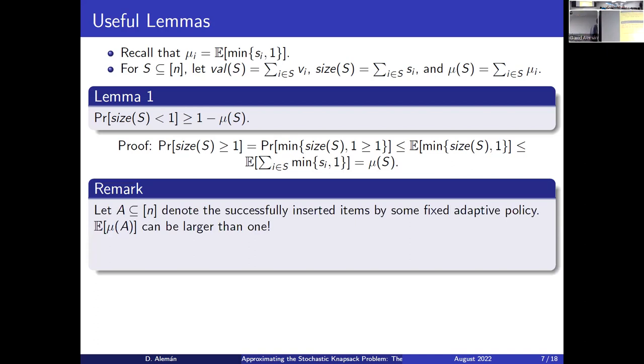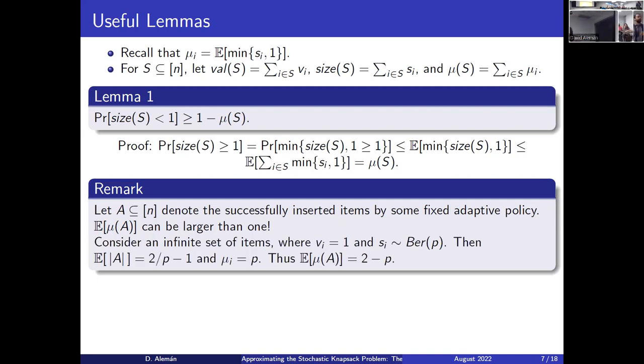Now, one important remark is that if we let A denote the successfully inserted items by some fixed adaptive policy, then the expected value of mu of A can be larger than one. In a deterministic setup, that will never happen. But it can happen in this stochastic setup. So you can consider the following example.